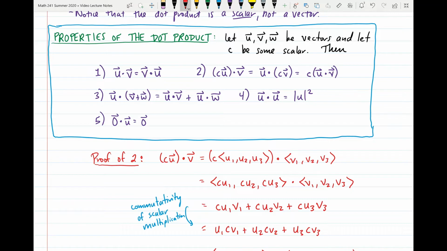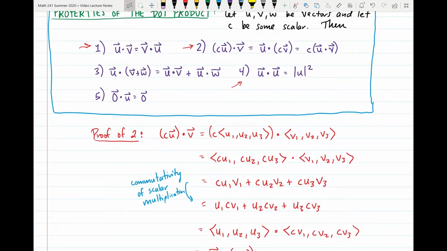I will make mention of the first property. So the dot product is commutative. And then I give a proof of the second property below. The book offers a proof of property 1 and property 3. And I'll also make special mention of property 4 because it's something that I use in a proof down below. So if you take a vector and you take the dot product with itself, you end up with the length of the vector squared. And that's not too tough to see.